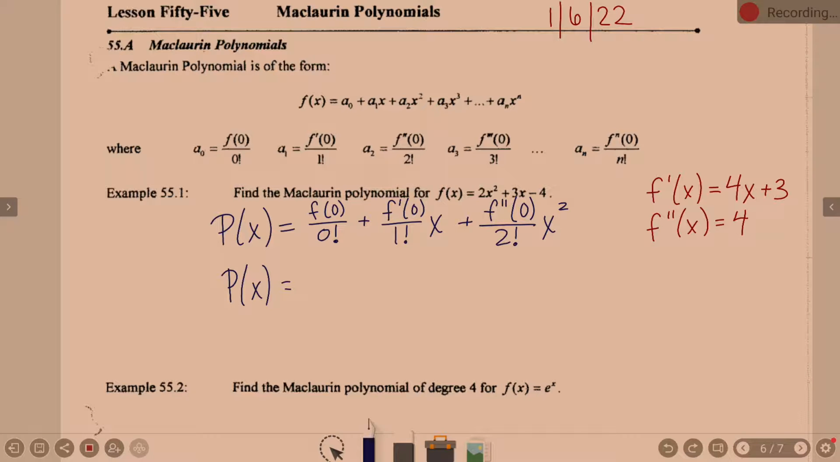F of 0. What do I get when I plug 0 into that original function? Negative 4, divided by 0 factorial, which has a specific definition. Notice it's in the denominator, so it can't be 0. If you type it into your calculator, you'll find that 0 factorial is 1. That's convenient. So 0 factorial is a special case. 0 factorial is defined to be 1.